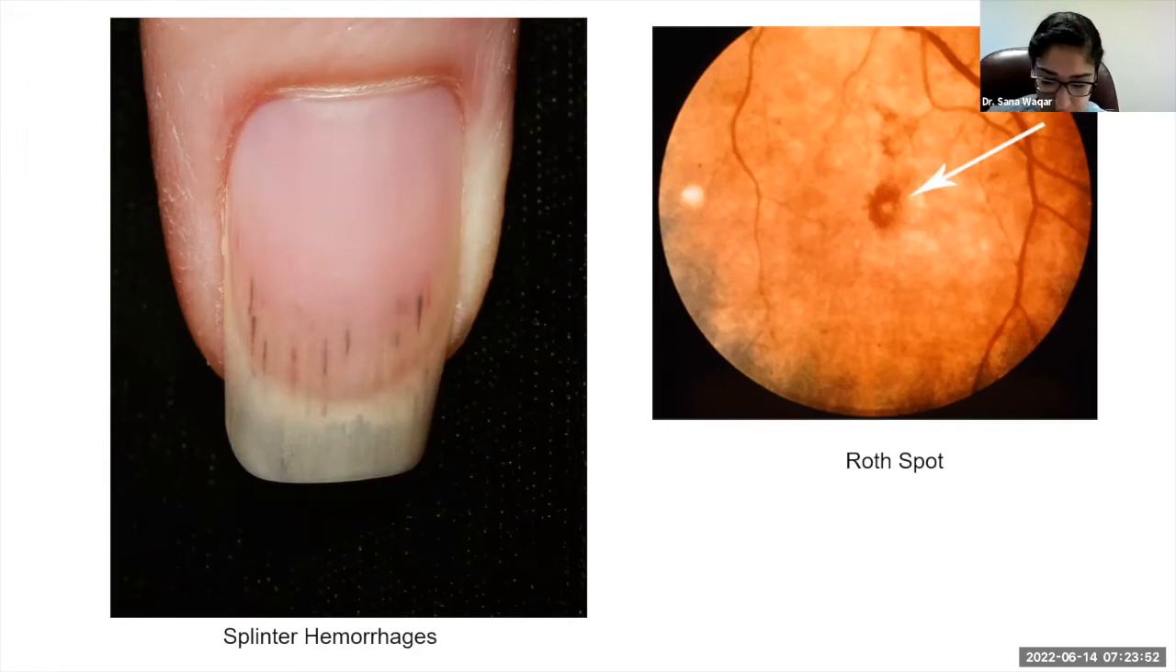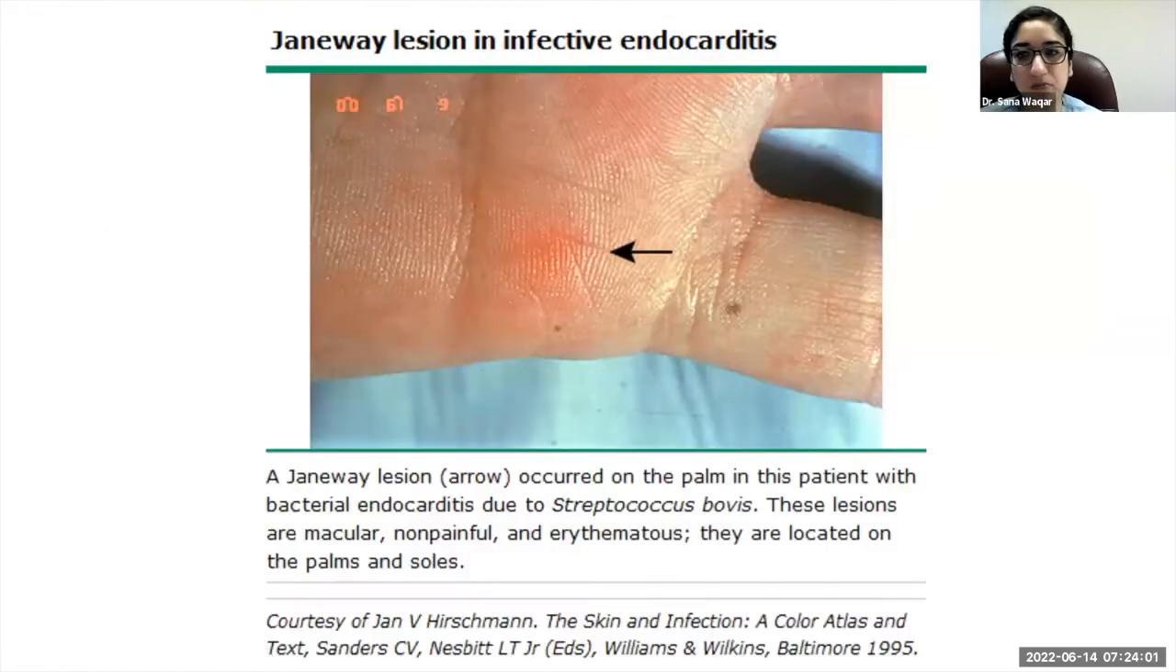Patients may or may not have visual problems or visual deficits, but a detailed retinal exam is needed to see these. Janeway lesions happen, as opposed to the nail beds, in the palm. In this patient, bacterial endocarditis was due to Strep bovis. These are non-painful, macular and erythematous, and can be located on the soles as well.